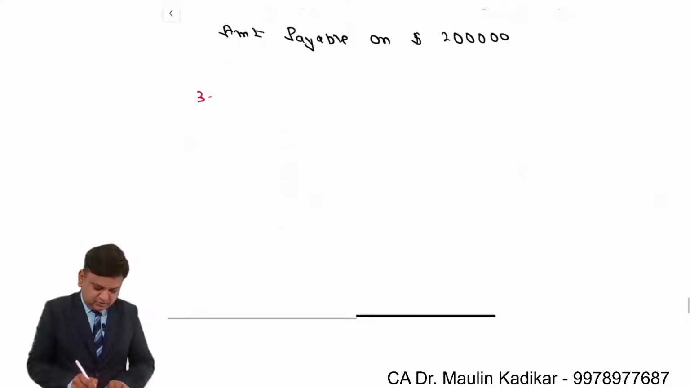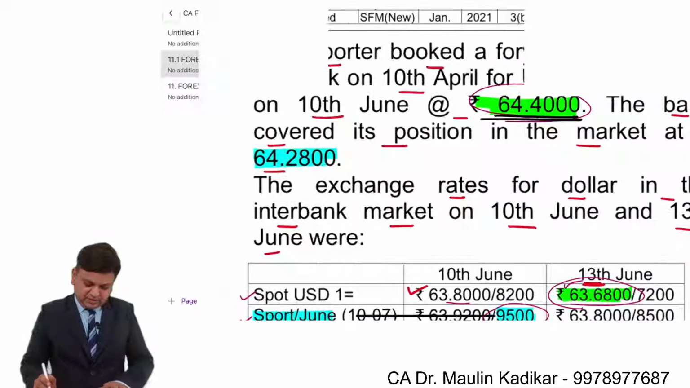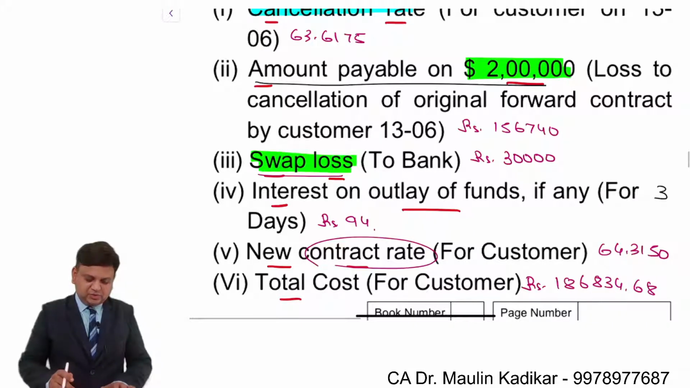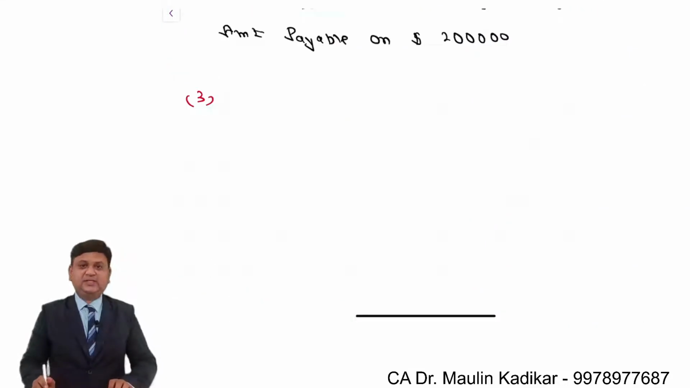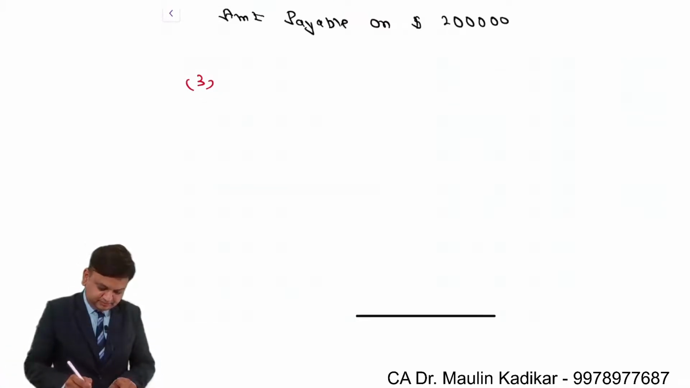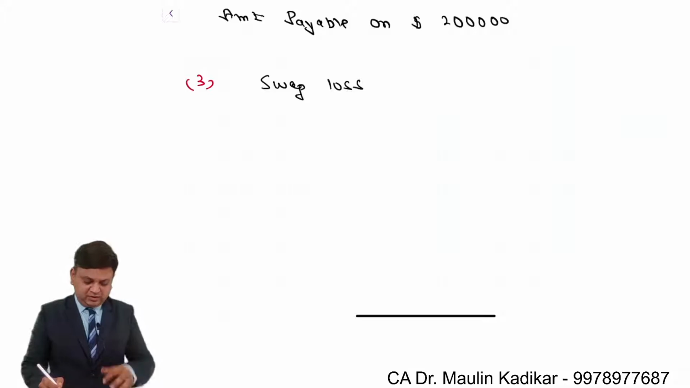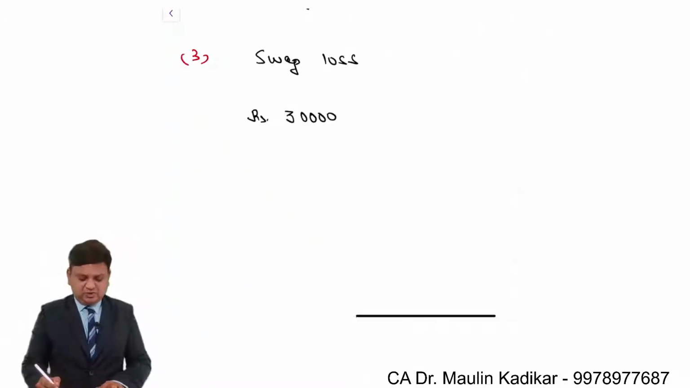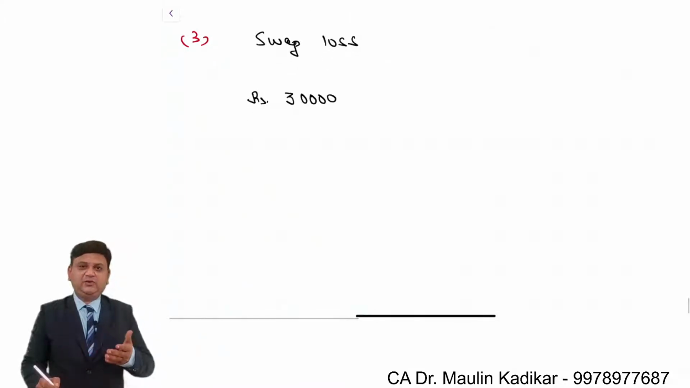Answer for the third question. The third question is the amount of the swap loss. Who has entered into the swap transaction? Bank has entered into the swap transaction. So answer of the third question is swap loss, which we already have found, that is an amount of rupees 30,000. That is quite detailed working, so I just take the answer that we already have done it.